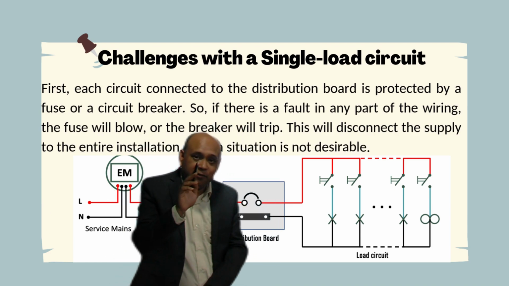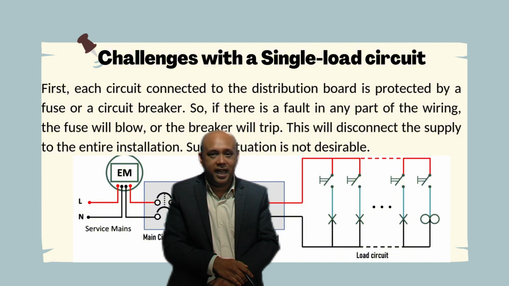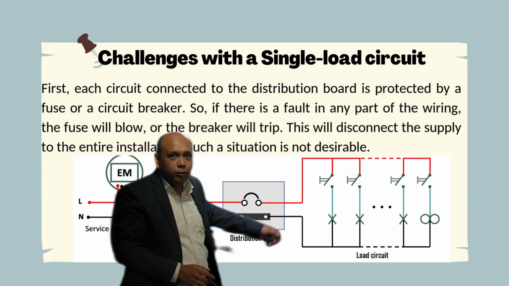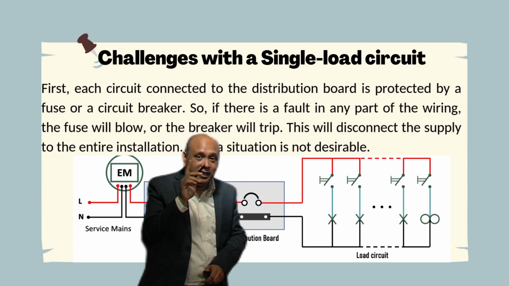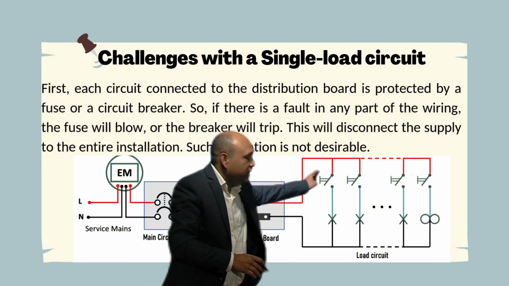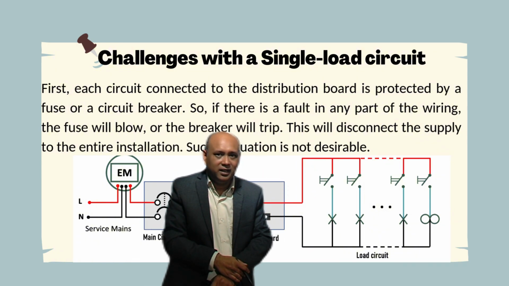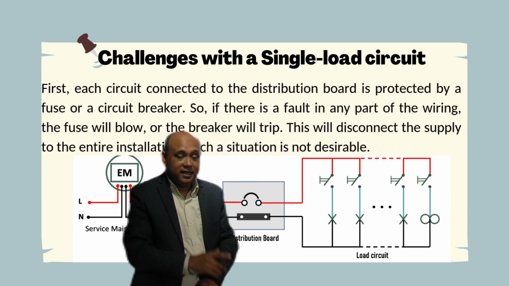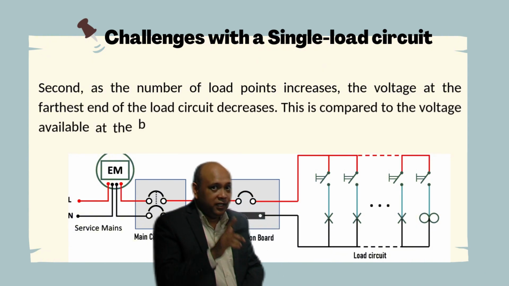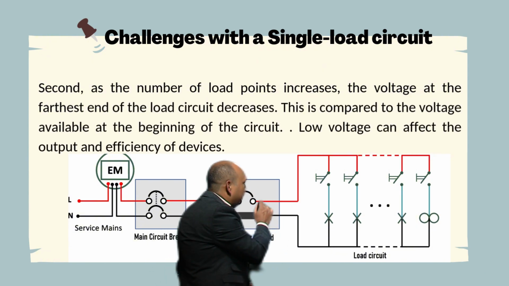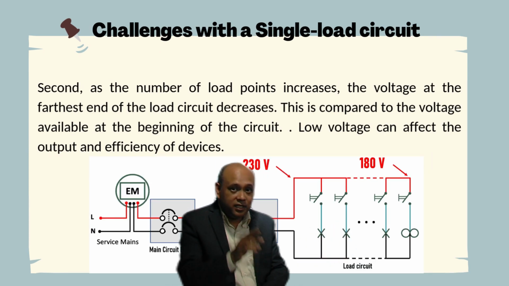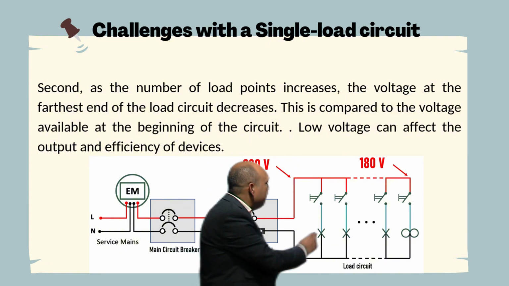So if there is a fault in any part of the wiring, this particular fuse or circuit breaker will trip and this will disconnect the entire supply from this particular load circuit. This is not desirable. Second, as the number of load points increases, the voltage at the furthest point will reduce. This is compared to the voltage at the beginning of the circuit.